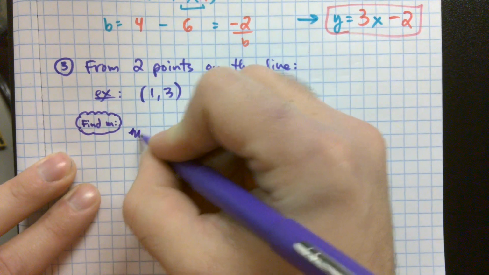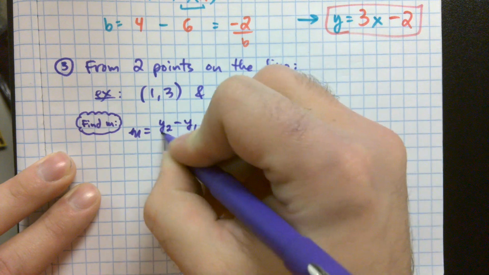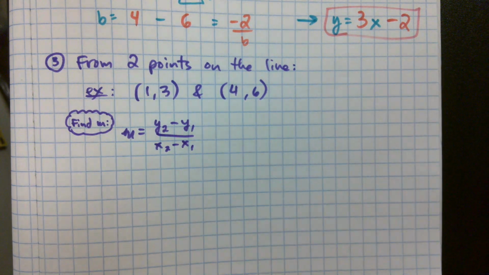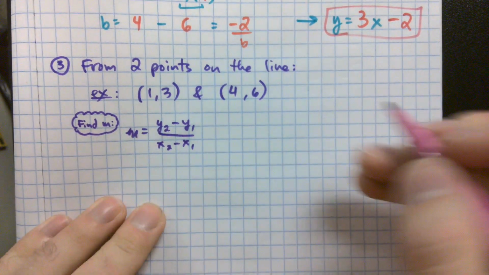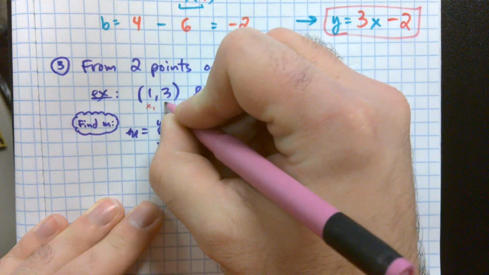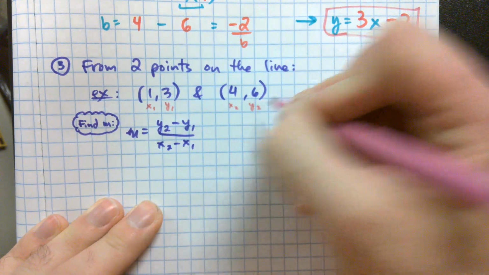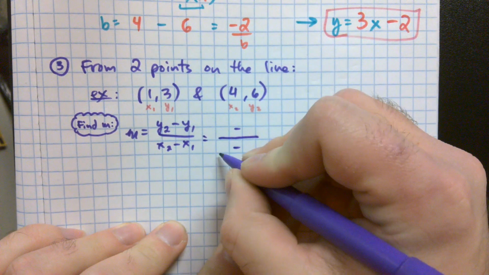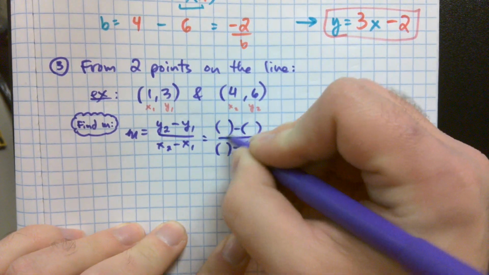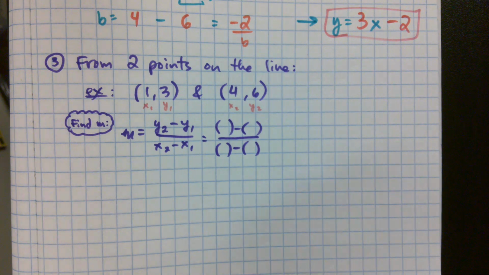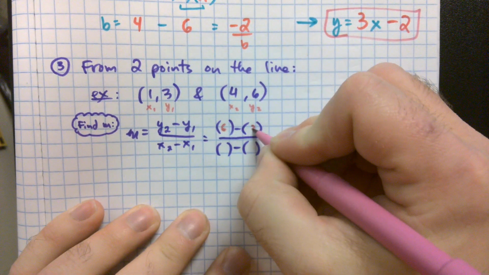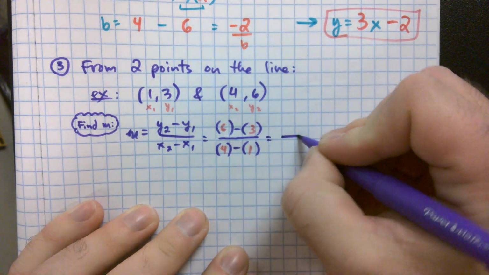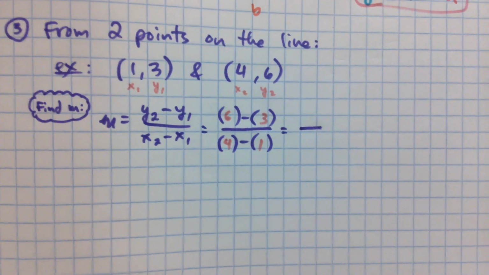First, we got to find m. M is equal to y2 minus y1 over x2 minus x1. If we go through and label our points, we'll call them x1, y1, x2, y2. We can plug all those in. Y2 minus y1 would be 6 minus 3. X2 minus x1 would be 4 minus 1. I'm going to wait there for a second so you guys can catch up. I feel like I'm going too fast.